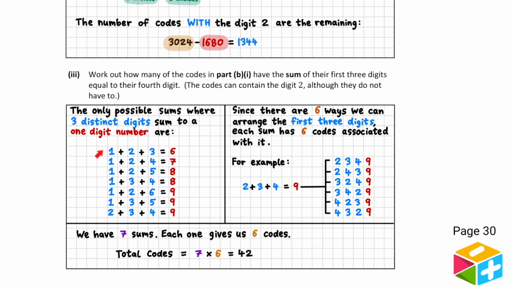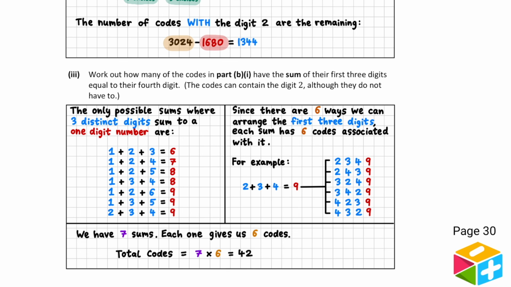1 plus 2 plus 3 is 6. 1 plus 2 plus 4 is 7. 1 plus 2 plus 5 is 8. 1 plus 3 plus 4 is 8. 1 plus 2 plus 6 is 9. 1 plus 3 plus 5 is 9. And 2 plus 3 plus 4 is 9.